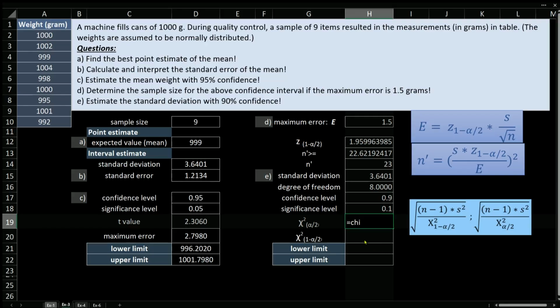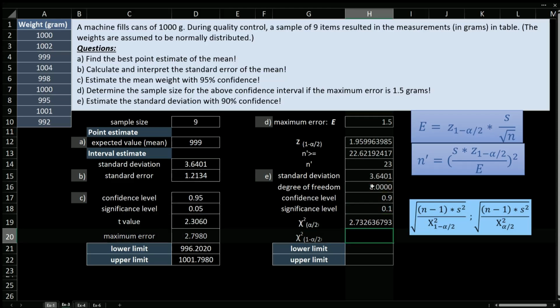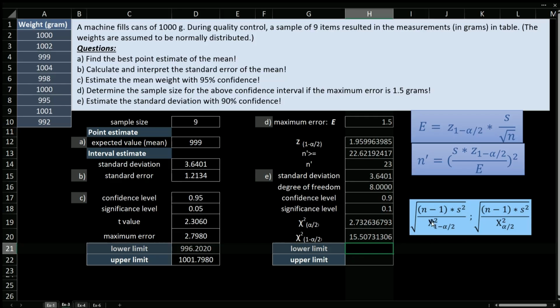Chi-square inverse alpha over 2, degree of freedom n minus 1, or I already found it here. Another chi-squared, but this time 1 minus alpha over 2, and the same degree of freedom. Now we put these two values in denominator.